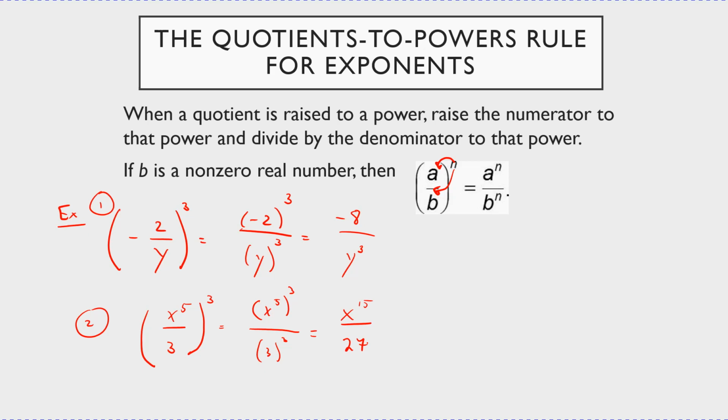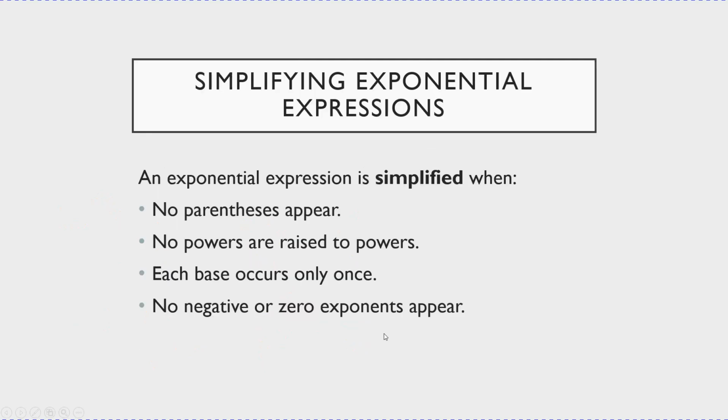All right, now let's begin by working some harder problems. What we want to do is simplify exponential expressions fully. An exponential expression is fully simplified when there are no parentheses. So if the problem starts with parentheses, you have to figure out a way to get rid of them. There are no powers raised to powers, like x squared to the 5th power. Each base only occurs once, and there are no negative or zero exponents at all.